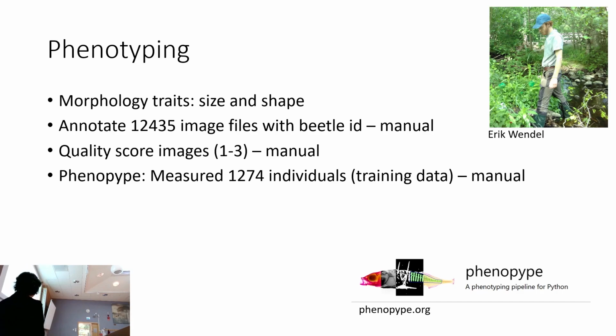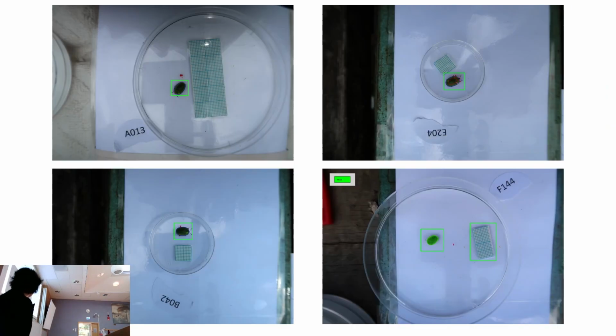And then he measured 1,274 individuals using Moritz's nice phenopype software, and that has mainly been a lot of manual work, and that is something that we can later on use as training data to make this process more automatized. So this is the type of work that Erik has been doing.